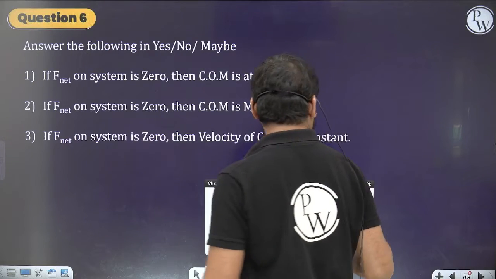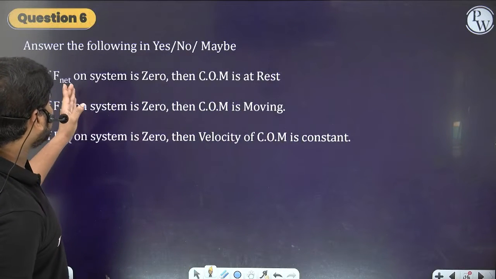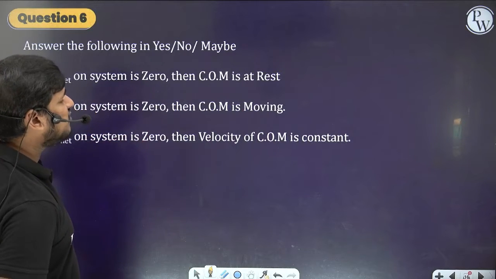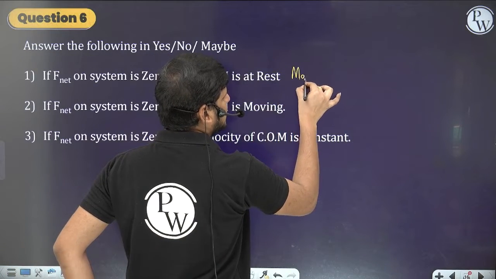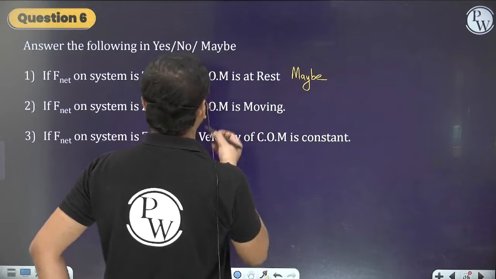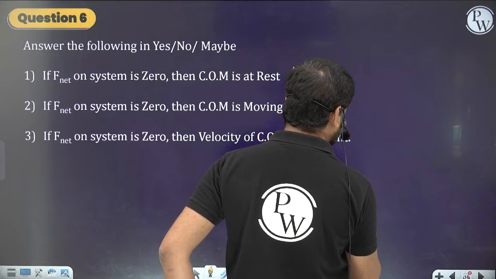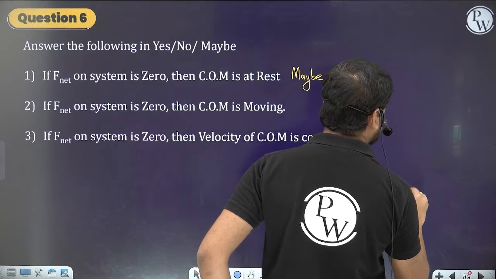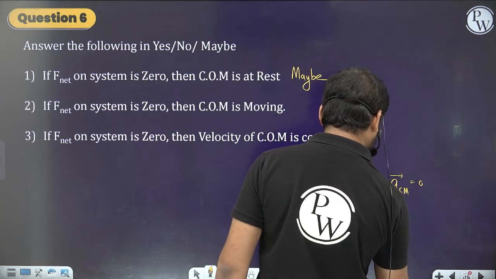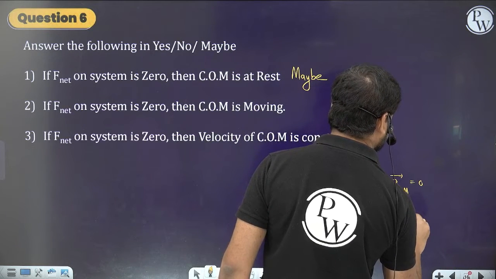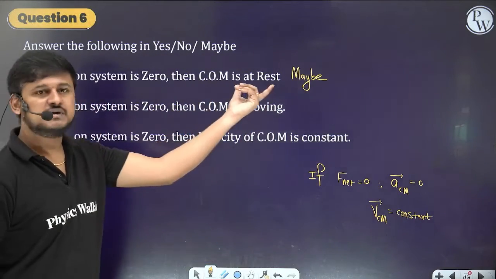So let's take one simple question. What does the question say? See here. Answer the following in yes or no or maybe. If F net acting on the system is 0, then its center of mass is at rest. Its center of mass may be at rest. Its velocity may be constant, right? If F net is 0, then the A_CM will be equal to 0. Acceleration of the center of mass is equal to 0. And then V_CM is going to be constant. So if V_CM is constant, it is equal to either 0 or it may be at rest, we can't say, right?